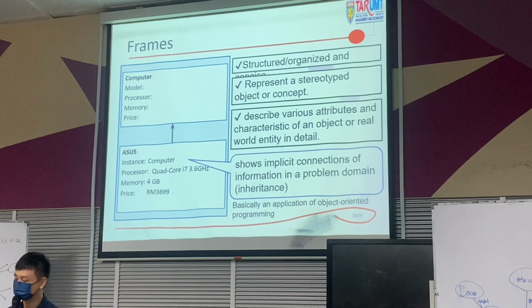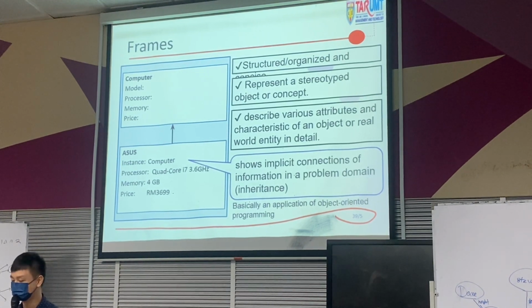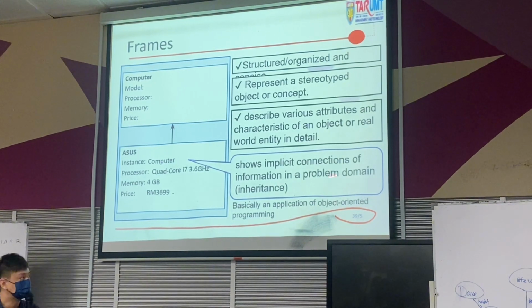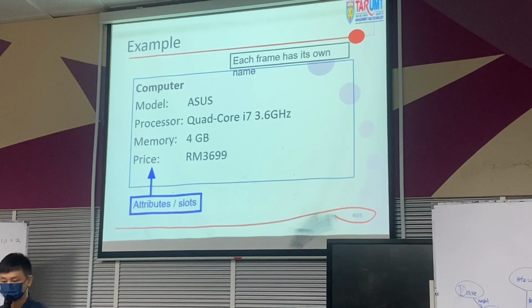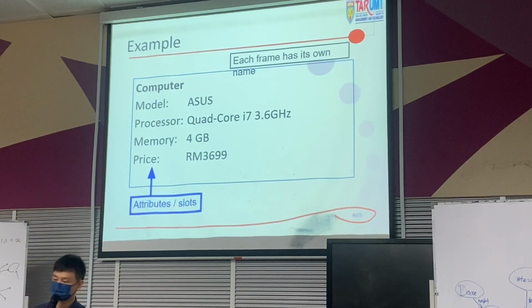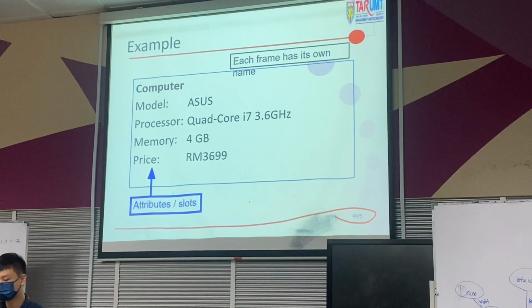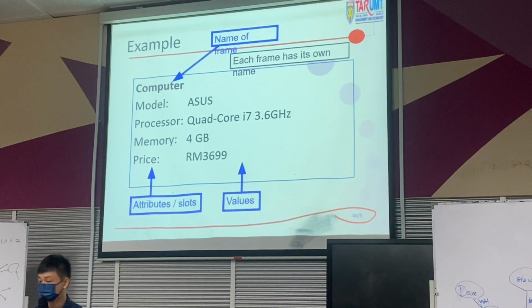Describe various attributes and characteristics of objects and real-world entities, so implicit connections of information in the problem domains. Okay, it's not only to show the properties, but it also shows the inheritance, right? This answer actually inherits the property from the computer. So remember you have three elements: the name of the class, the attributes, and also the values.